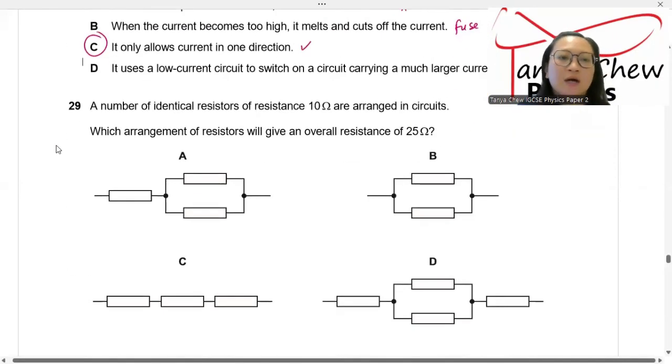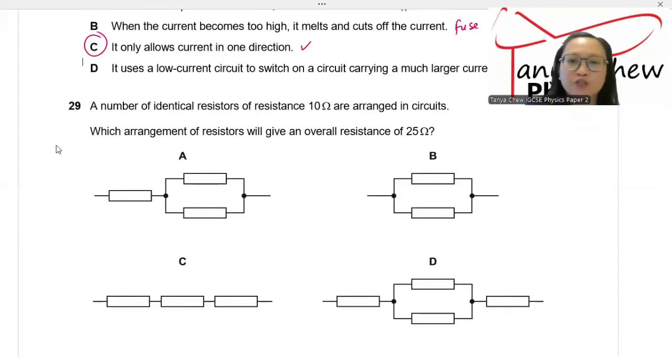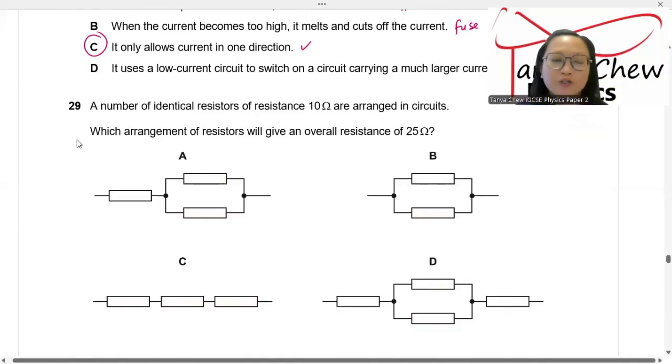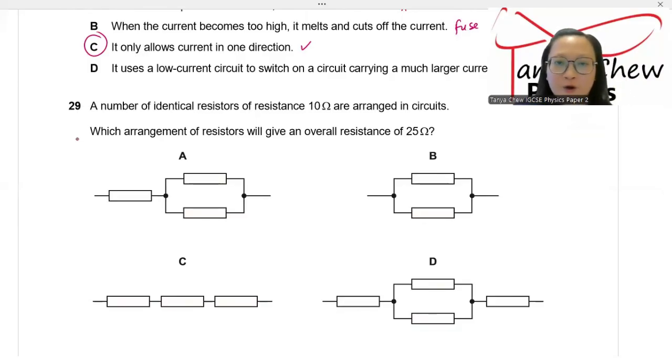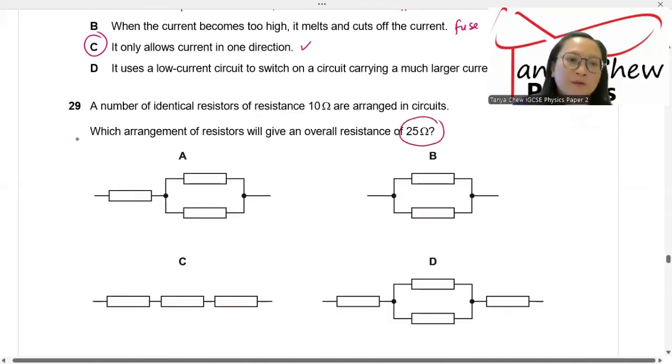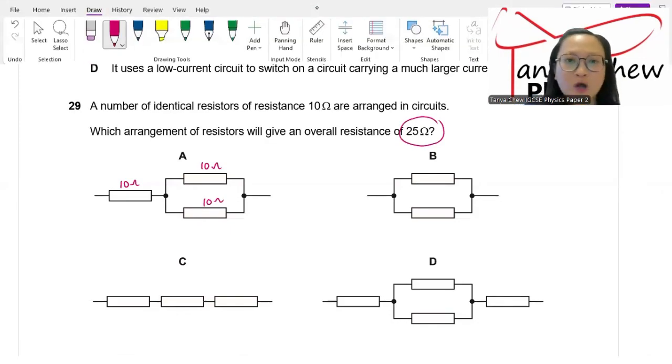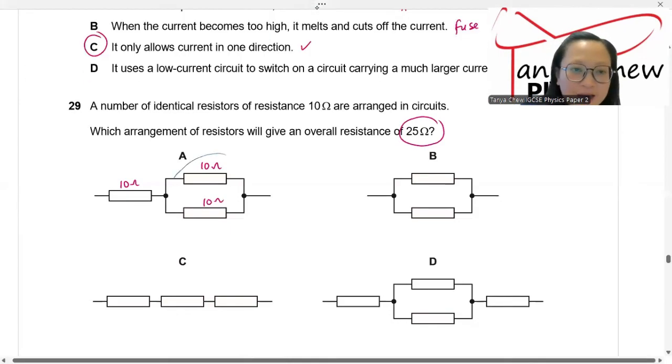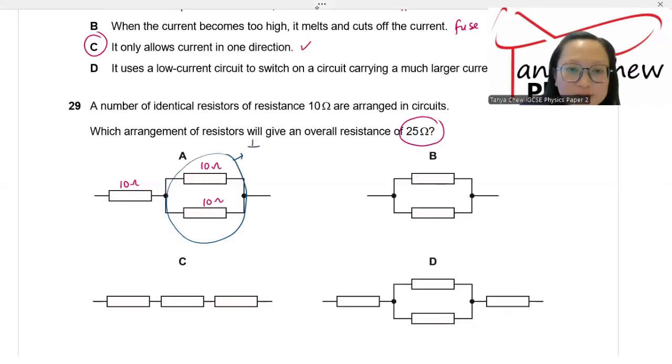Question number 29. A number of identical resistors of resistance 10 ohm are arranged in circuits. In which arrangement of resistors will give an overall resistance of 25 ohm? These are all 10 ohm, 10 ohm, 10 ohm. Right. So I'll solve for A first. Could you see that A, these two resistors are arranged in parallel? So I need to find their total resistance. 1 over R total is equal to 1 over 10 plus 1 over 10. So 1 over R total is equal to 2 over 10. R total is equal to 10 over 2, which is 5 ohm.